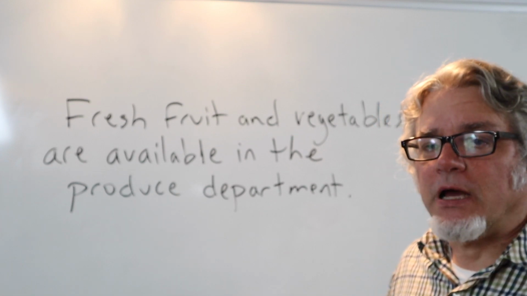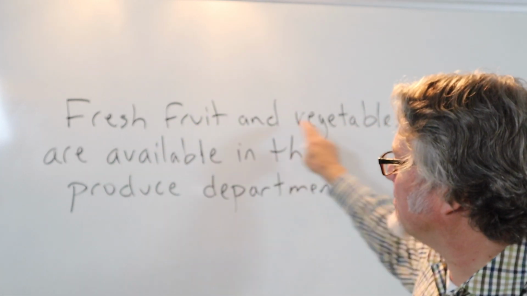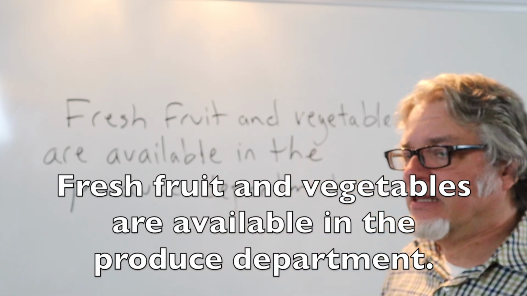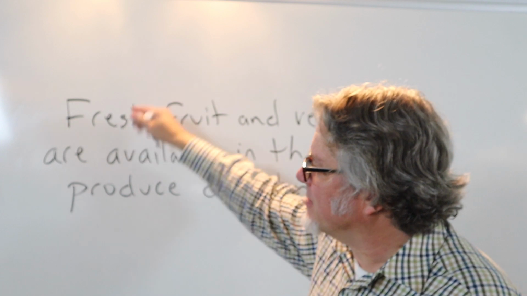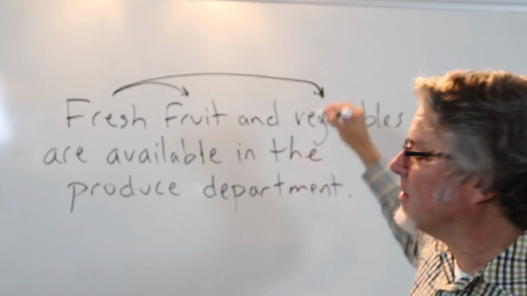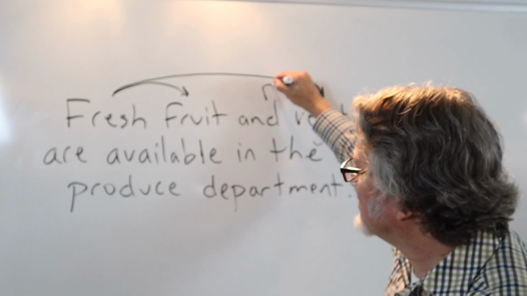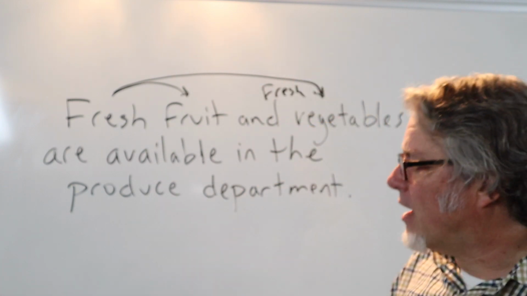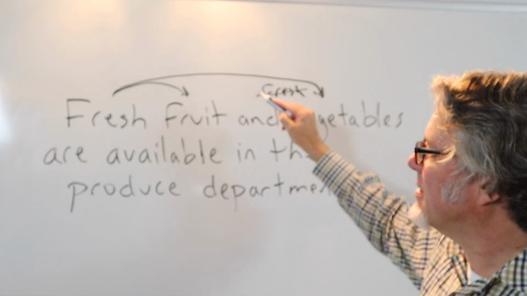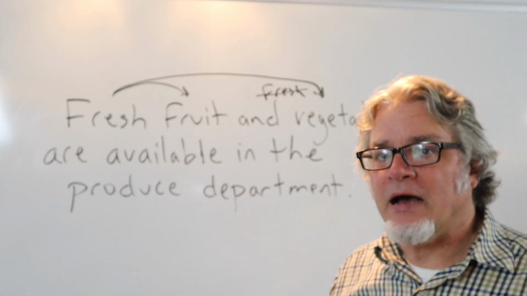In many compound subjects, there's one adjective that is used for each item in that subject. So fresh fruit and vegetables are available in the produce department. This adjective, fresh, is used for fruit and it's used for vegetables. It is possible to say fresh fruit and fresh vegetables are available in the produce department, but you can save some time by using this for both words in the compound subject.